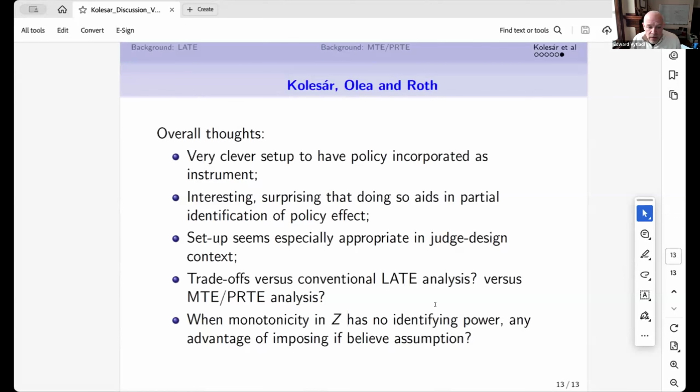Final thought I wanted to give, I do think, maybe not here, but in general, there is some value to imposing monotonicity in Z, even when it has no identifying power for the parameter of interest, if you strongly believe the assumption. Because then if you reject it, you know that you're rejecting the exogeneity assumption. So let me try to say that a little bit better.